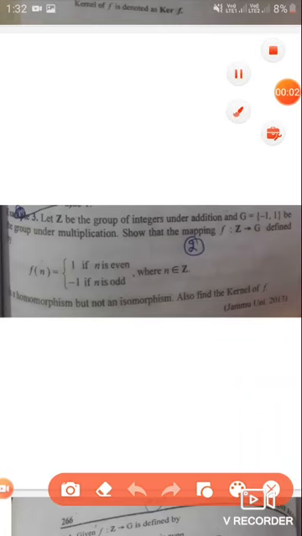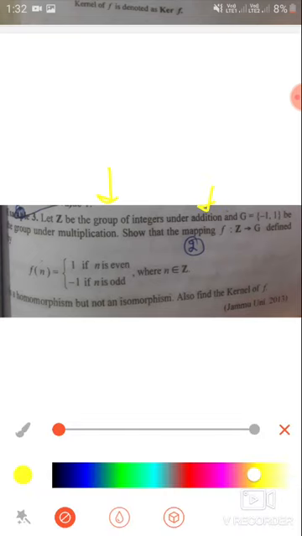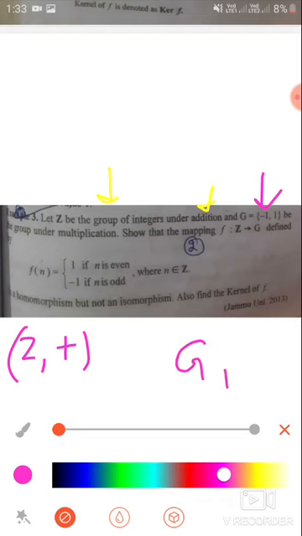Students, let us now discuss a problem based on group homomorphism. Let Z be the group of integers under addition. So here, one group is the set of integers under the binary operation addition, and the other set is G, which consists of only two elements, that is -1 and 1. This is also a group under the binary operation multiplication.